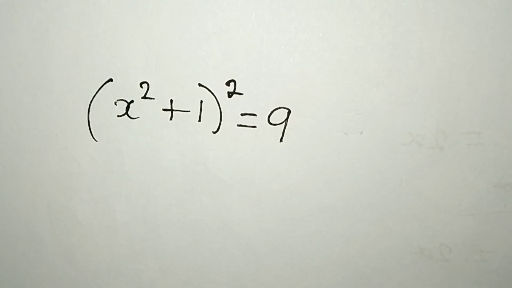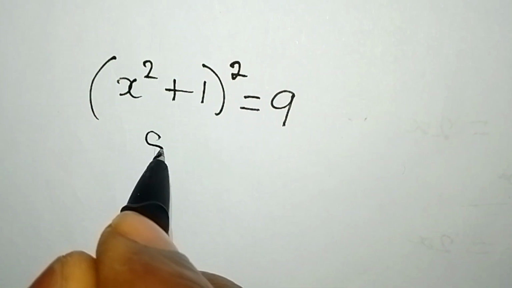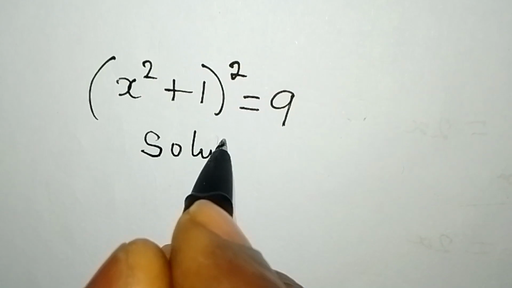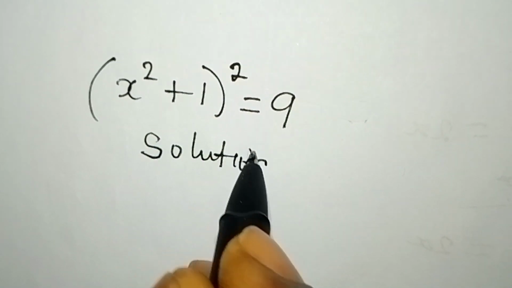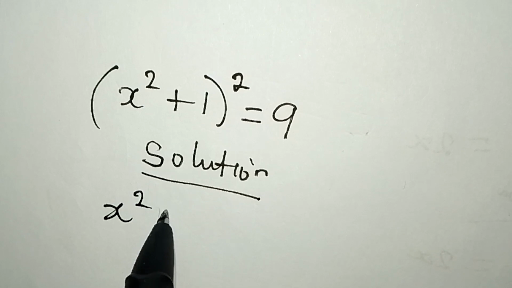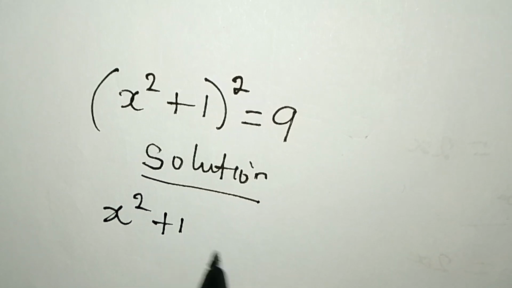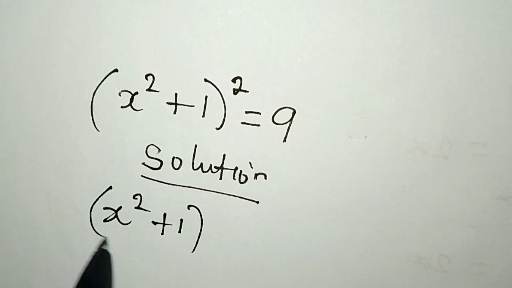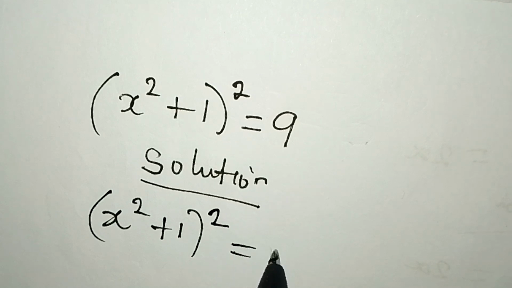Hello everyone. Let's provide the solution to this problem: (x² + 1)² = 9.